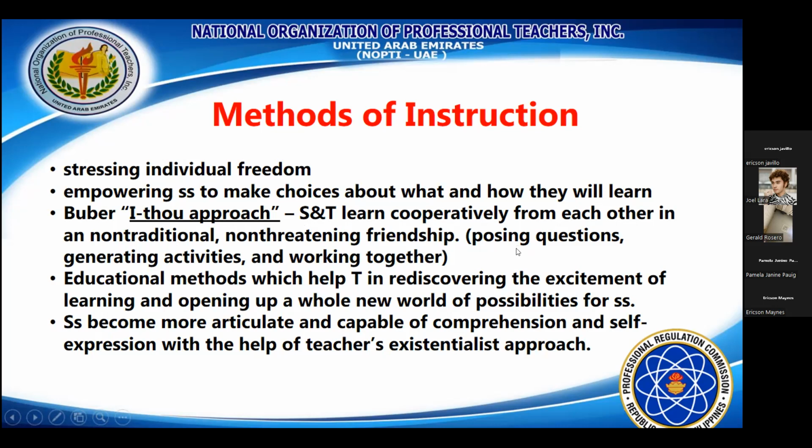Posing questions, o same din yung Socratic method, question and answer, generating activities, collaborative, cooperative learning, working together, what else, team building. Yan dapat yung mga approach. Kasi nga, tutulungan mo yung bata, tutulungan ka rin yung bata. Cooperative learning.